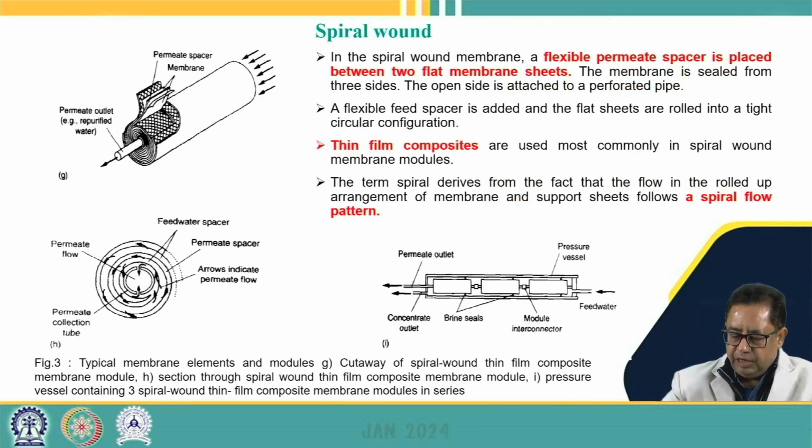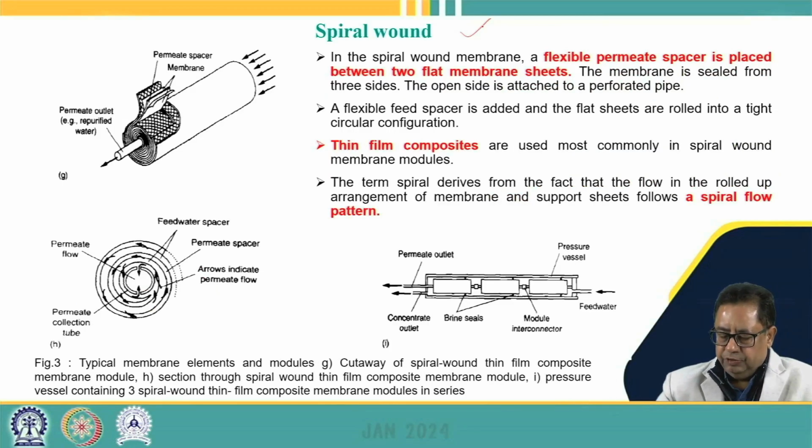Then we can have spiral wound membranes, where we can see the flat sheet membranes. They are spaced by a permeate spacer.